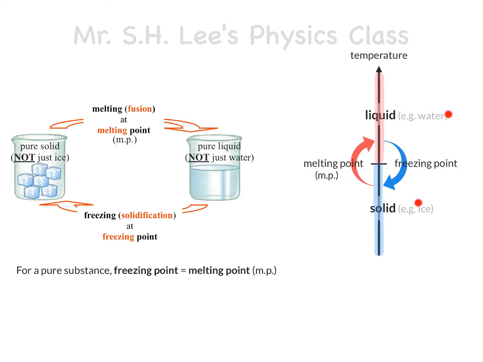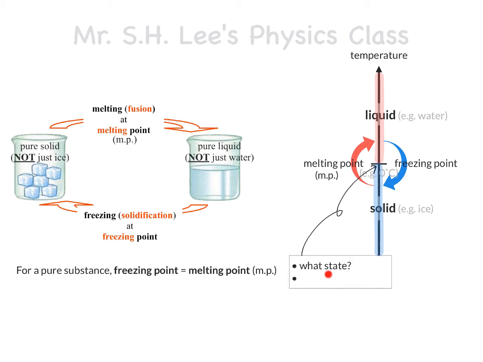Take water as an example. 0 degrees Celsius is its melting point as well as its freezing point. Heating up ice across 0 degrees Celsius melts it to water, while cooling down water across 0 degrees Celsius freezes it to ice. While everything by far sounds so reasonable, here come two big questions.